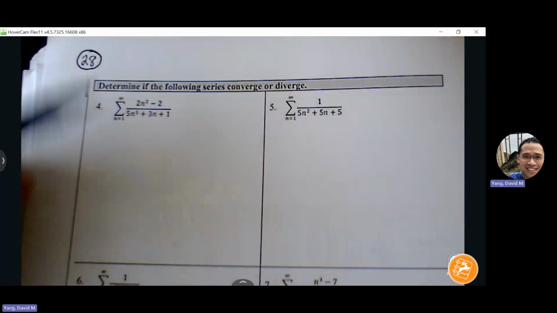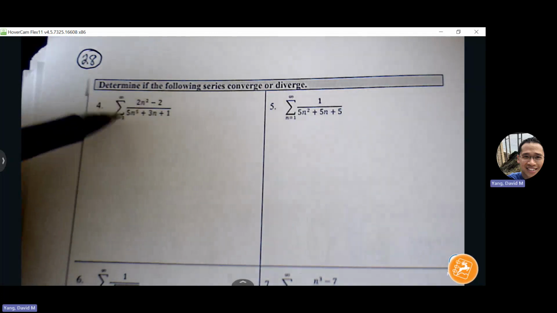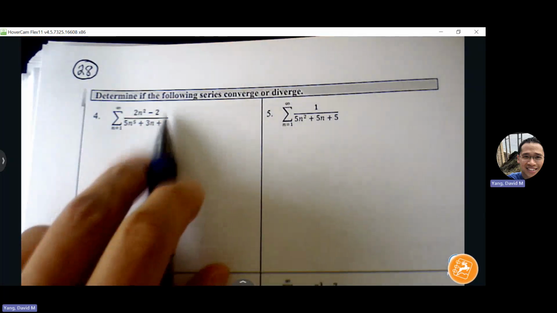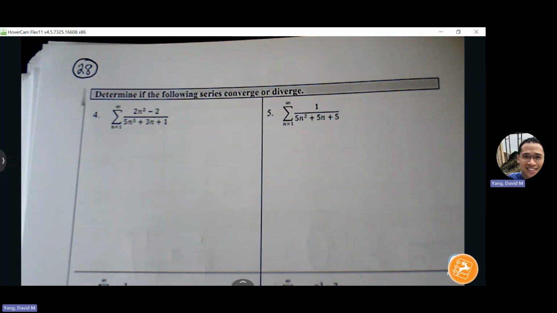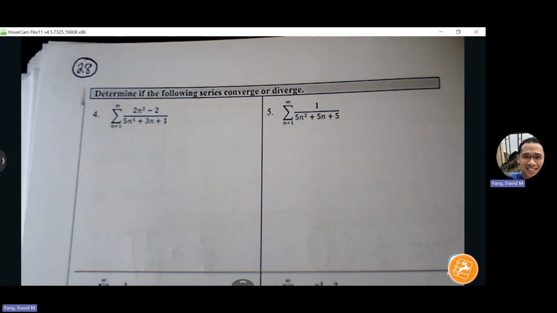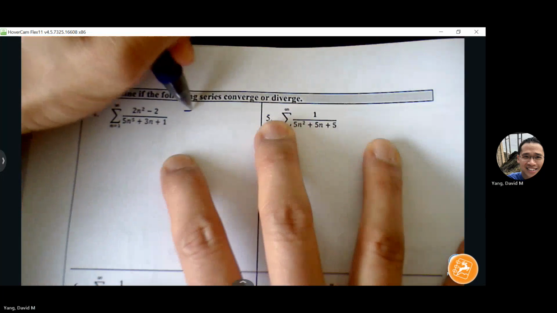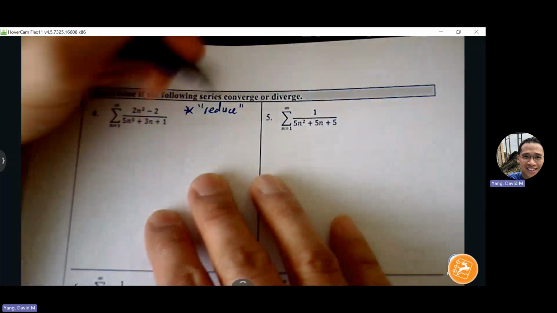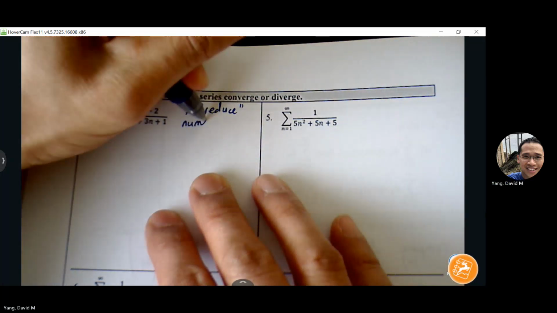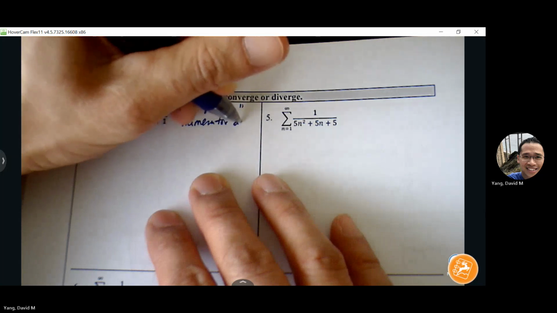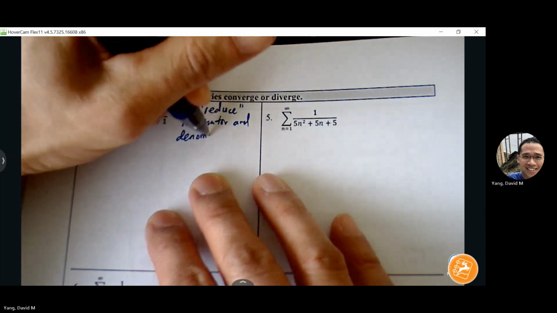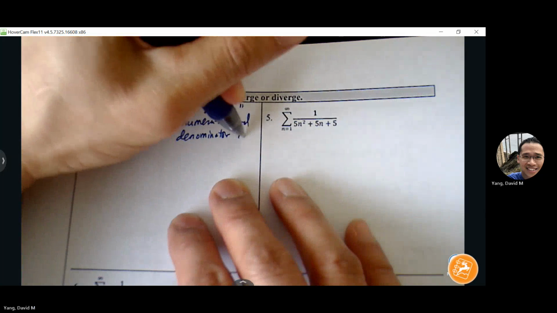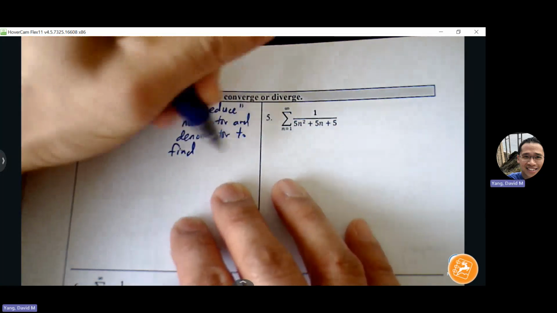So the idea is that we want to find a simpler version to partner this with. Well, first thing, we should do nth term test, right? But the nth term test will be inconclusive because the limit of this does go to 0. So we're kind of stuck. So what we want to do is reduce the numerator and denominator, at least to the highest degree, to find a comparison partner.